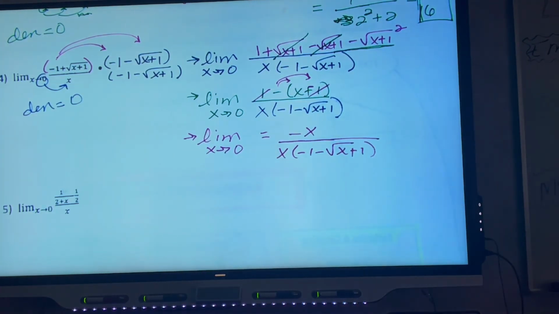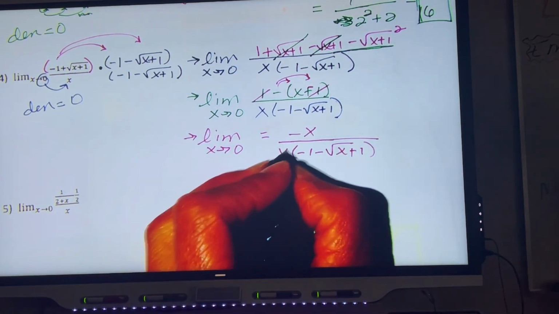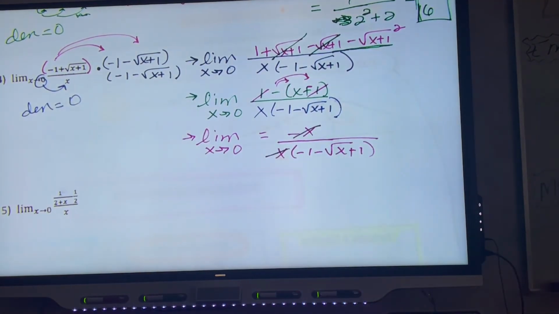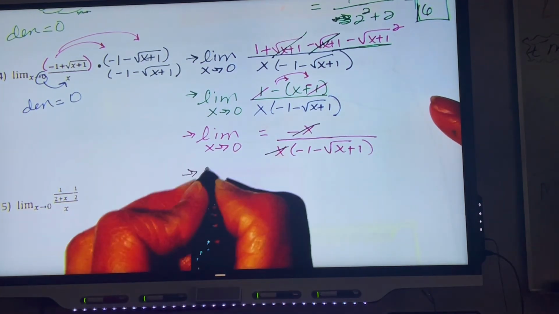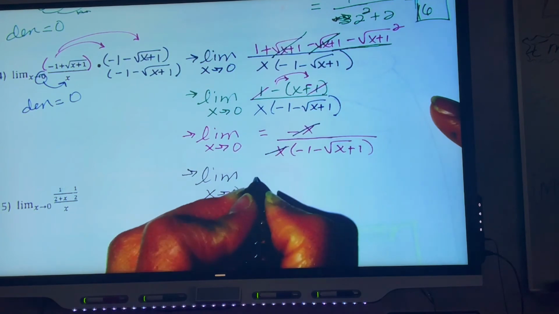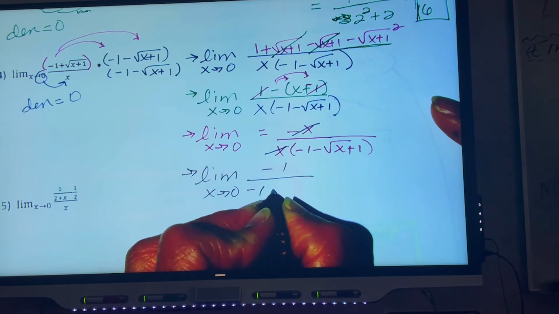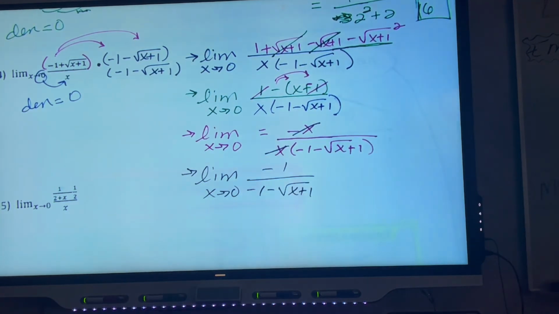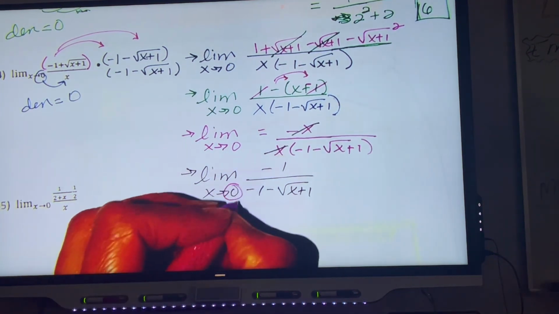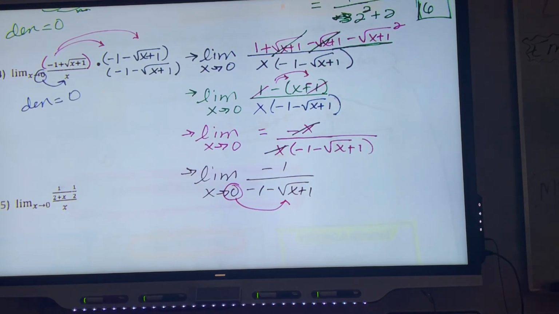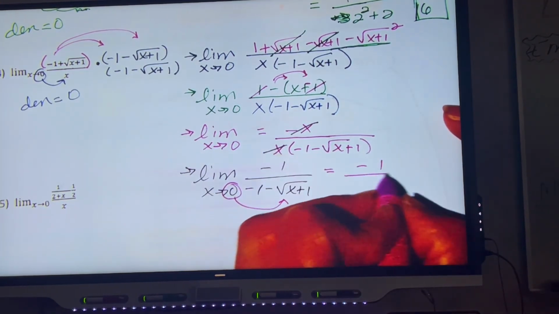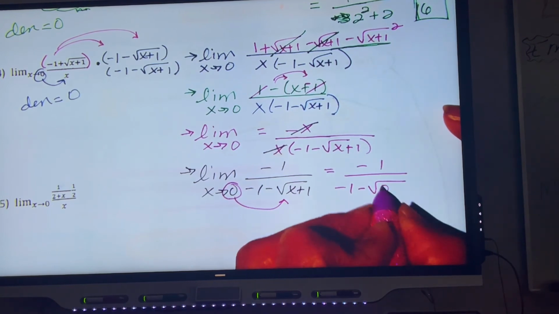And now we can remove the problem so that we can come up with a solution. The problem was that x in the denominator. Well, now we can cancel them out. There will still be a negative 1 in the numerator, so we're going to have the limit as x approaches 0 of negative 1 over, and then the junk in the trunk now is just negative 1 minus the square root of x plus 1. But now the problem has been removed. I can go ahead and plug in 0 for the only x that's there now. So I'm going to have negative 1 over negative 1 minus the square root of 0 plus 1.